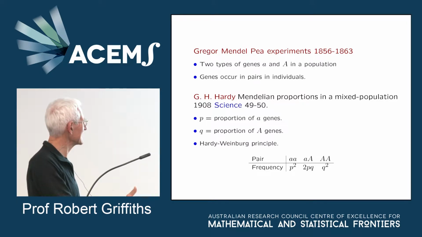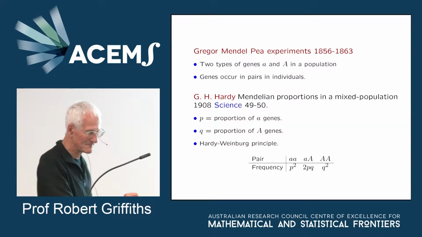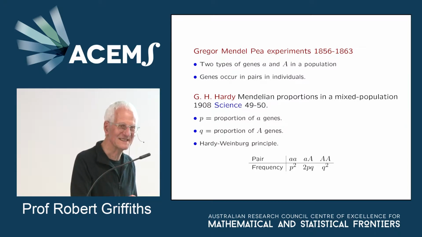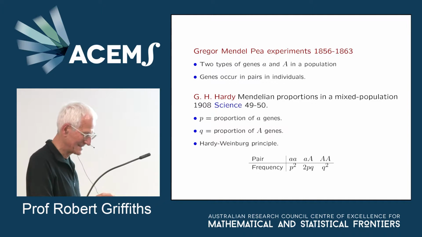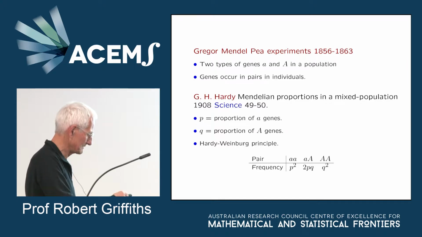So there's nothing really in this about selection. It's just random mating and how these genes would occur together in pairs. But it's certainly a mathematical contribution in the early days, and an important one here.